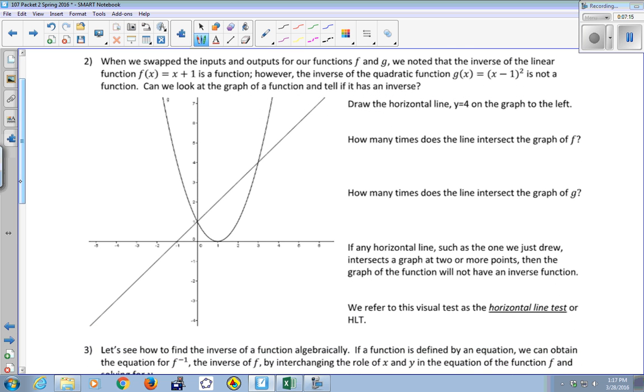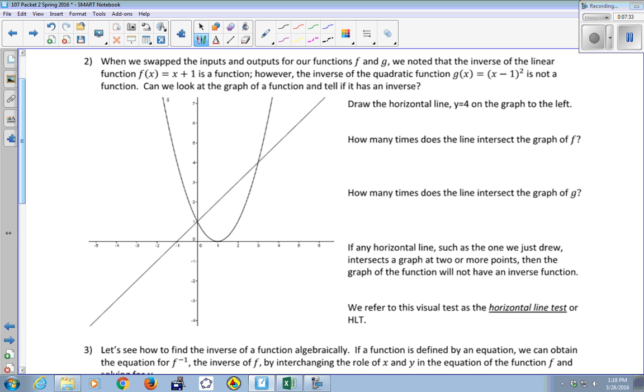So when we swapped the inputs and outputs for our functions f and g, we noted that the inverse of the linear function was a function, but the inverse of the quadratic function was not a function. Can we look at the graph of a function and tell if it has an inverse?